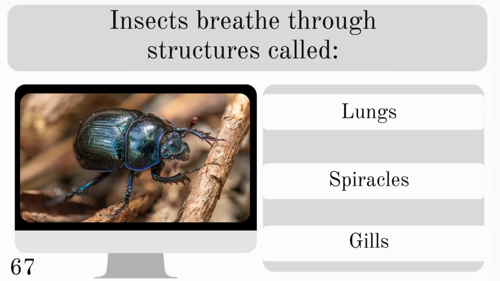Okay, insects breathe through structures called which? Lungs, spiracles, or gills?